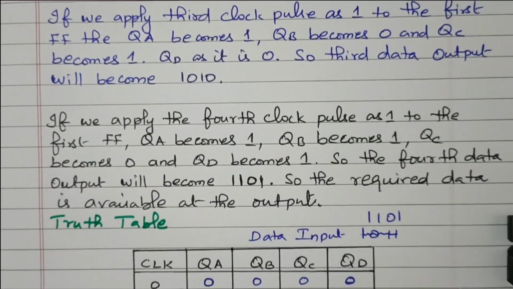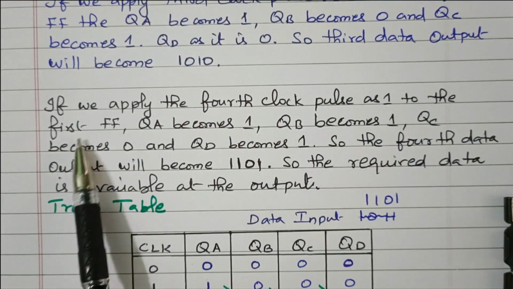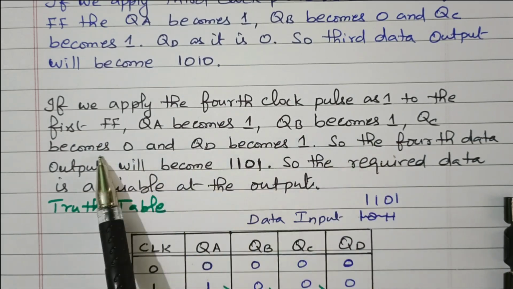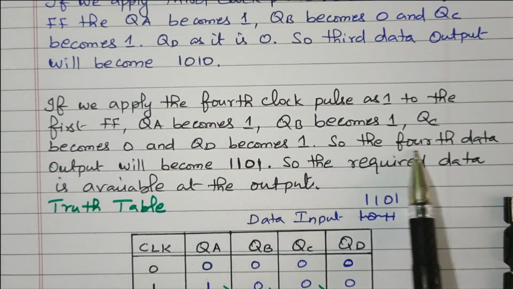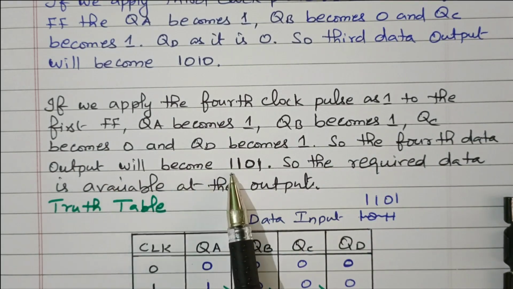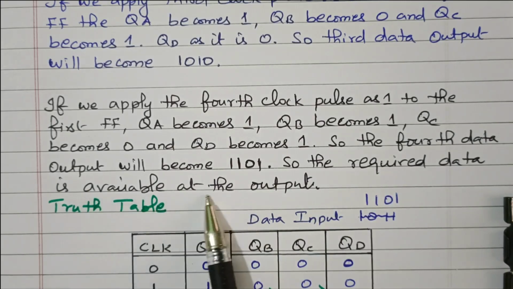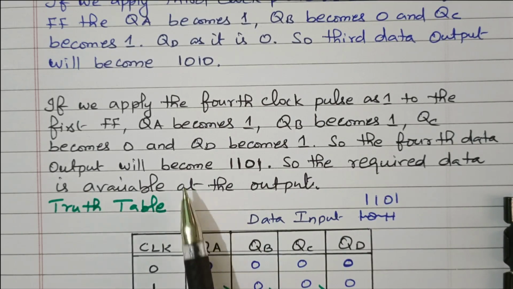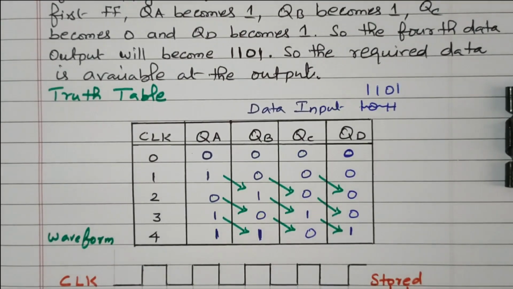While applying the fourth clock pulse as 1, again the data is shifted. QA becomes 1, QB becomes 1, QC becomes 0, QD becomes 1. One step at a time it is moving, so the output will become 1101. So the required data is available at the output. What we discussed in the diagram is given in the description.